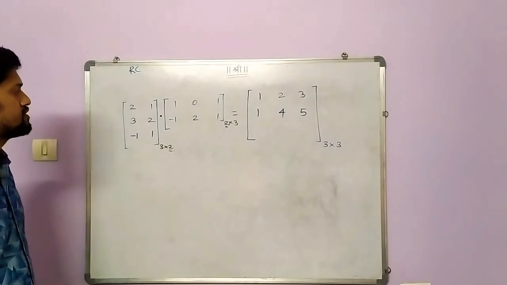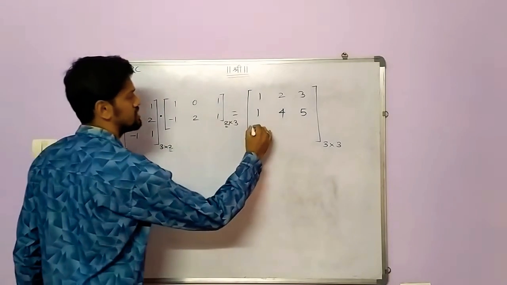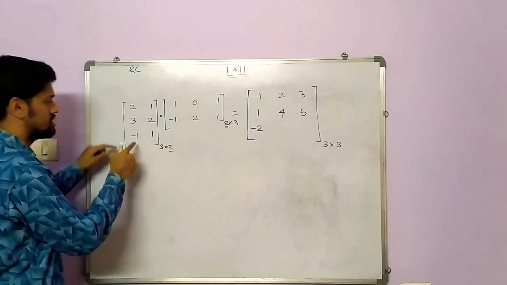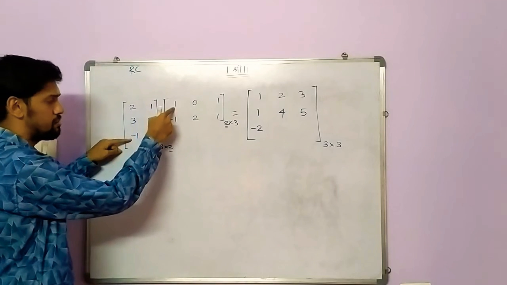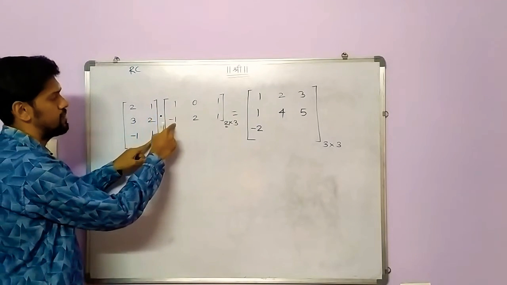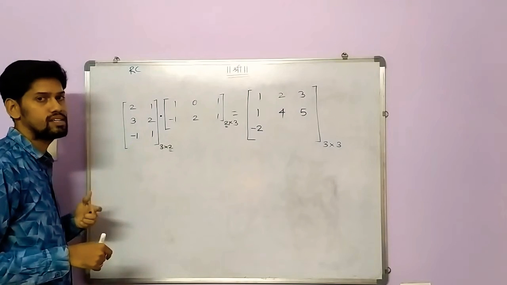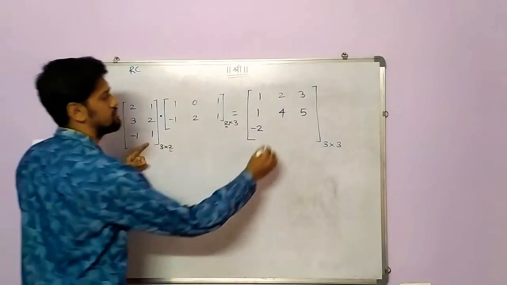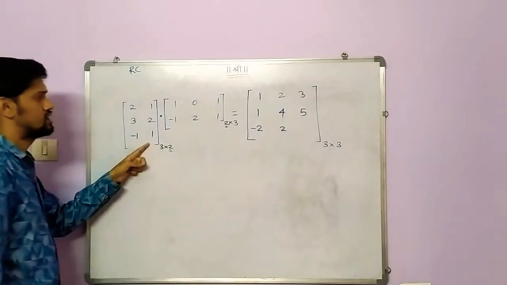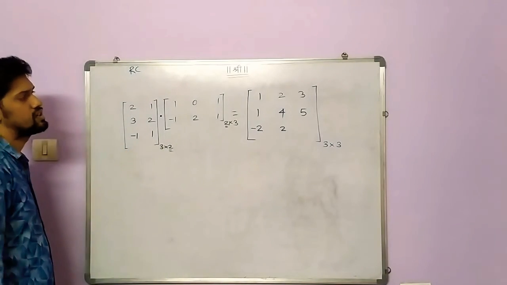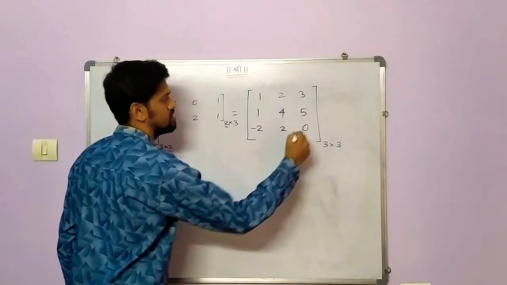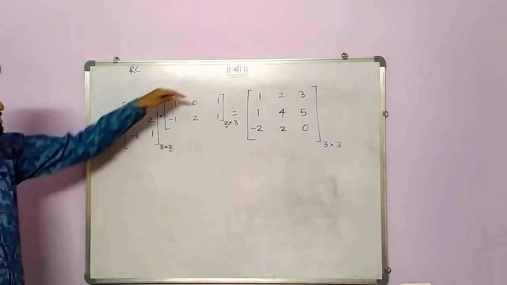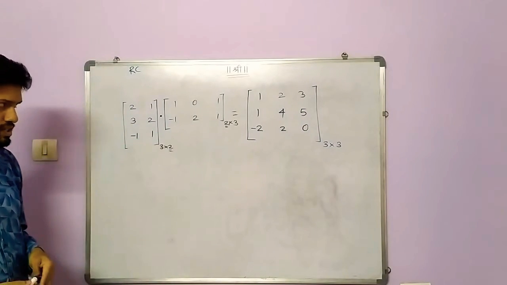Now we will move on to the third row. So it will be third row into first column. This will be minus 2. Please note, minus 1 into 1 will be minus 1, and 1 into minus 1 will be again minus 1. Minus 1 minus 1 will be minus 2. Next will be plus 2. And the final one will be 0, because this will be minus 1 and this will be plus 1.